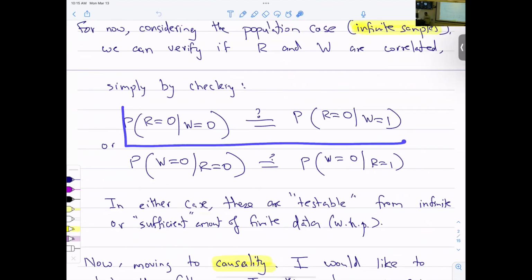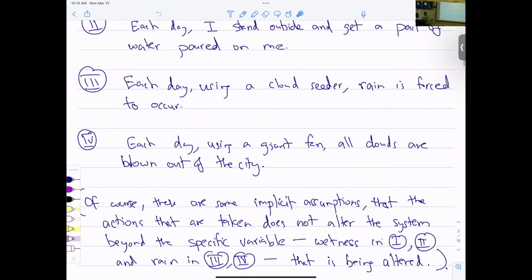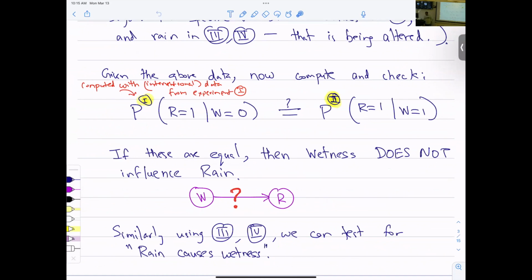Going back, you see that this is very different from the correlation question. In the correlation question, we were asking this question with the same probability model, the observational data. We are no longer dealing with one model, we are dealing with 2 different models. If these are equal, then we will say that wetness does not influence or cause rain. Meaning, the graphical model of this is have a variable for wetness, have a variable for rain. We'll put an arrow which also indicates a direction of causation. If these 2 are equal, then this edge we will delete. There could be other edges as well.